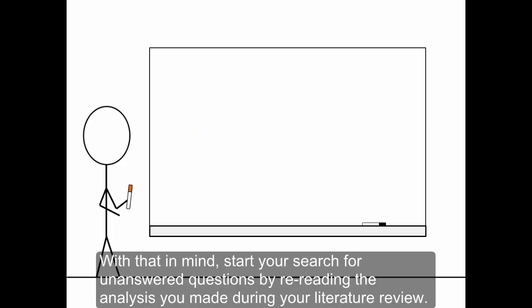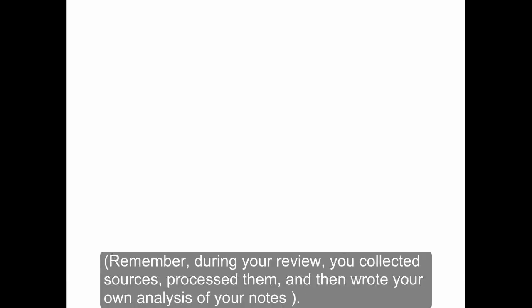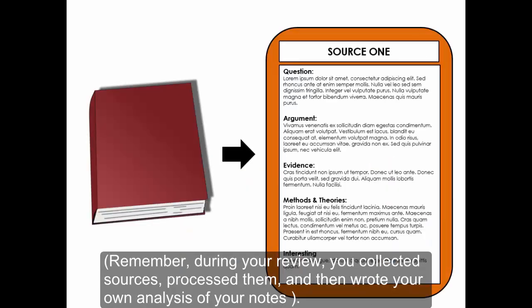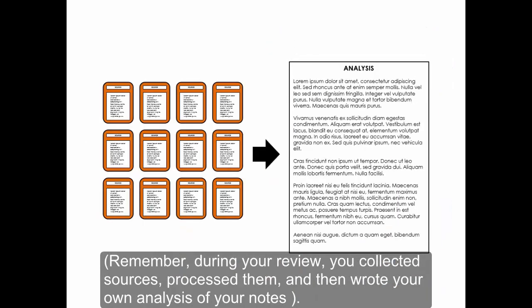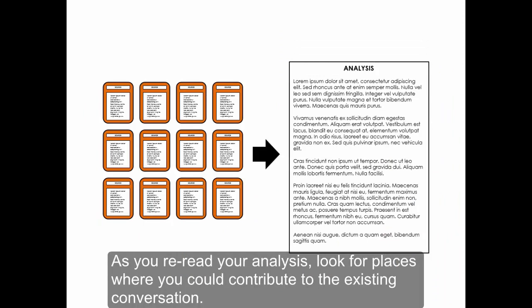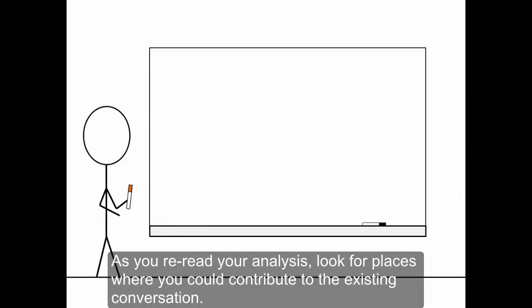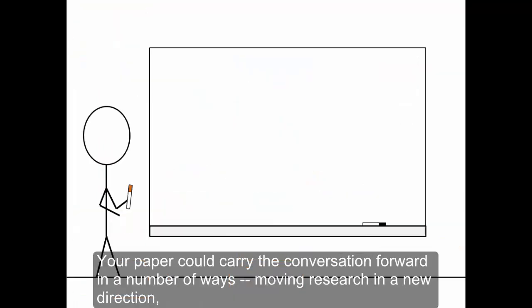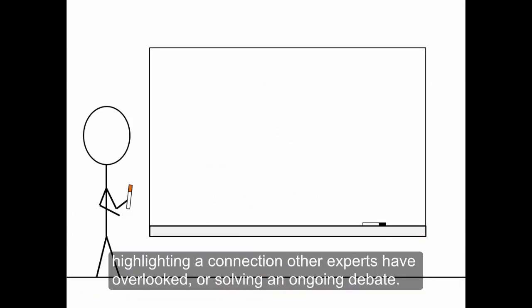With that in mind, start your research for unanswered questions by rereading the analysis you made during your literature review. Remember, during your review, you collected sources, processed them, and then wrote your own analysis of your notes. As you reread your analysis, look for places where you could contribute to the existing conversation. Your paper could carry the conversation forward in a number of ways: moving research in a new direction, highlighting a connection other experts have overlooked, or solving an ongoing debate.